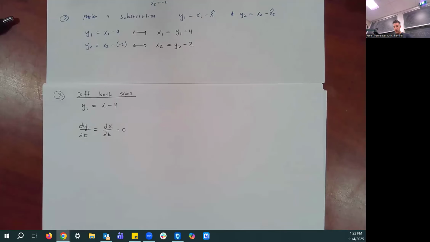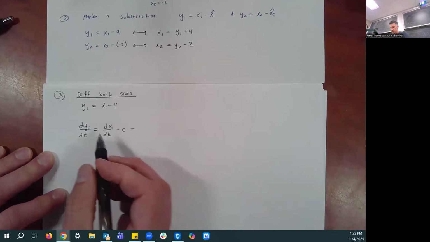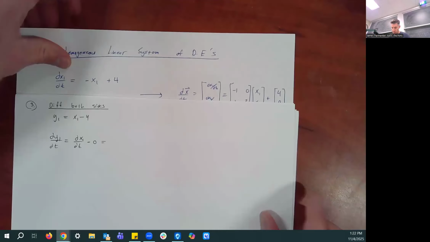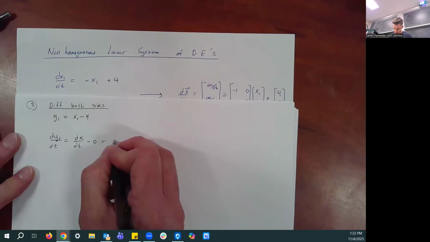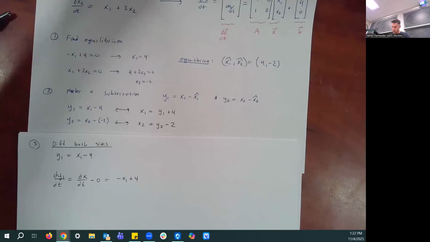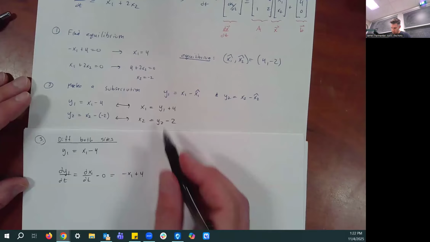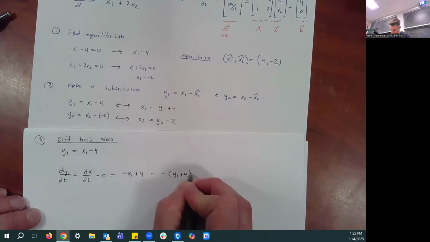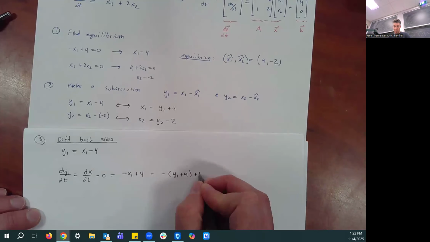For y1 equal to x1 minus 4, this is step 3, we're going to differentiate both sides. So the derivative of y1 with respect to t is equal to the derivative of x1 with respect to t minus the derivative of 4, which is 0. This feels like it's just working back on itself, but watch for a second. We know that dx1/dt is exactly equal to negative x1 plus 4. But x1 is equal to y1 plus 4, so this is really negative y1 plus 4 plus 4, which is just negative y1.